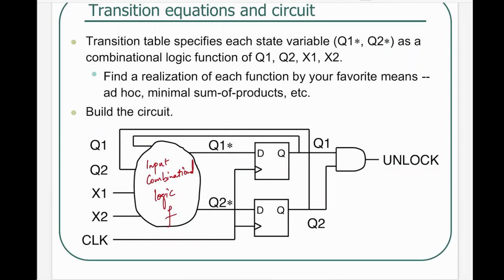Essentially, K-maps for D1 and D0, right? That's what sort of identifies what logic goes over there. You guys see that? Then there is, it's a positive edge triggered design, 2 D flip-flops, and that's when you unlock.